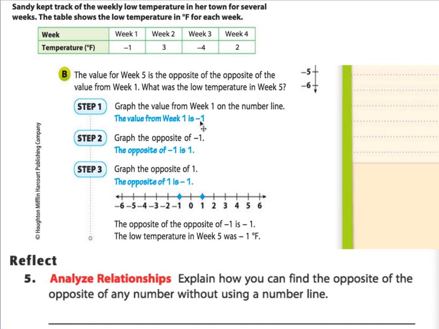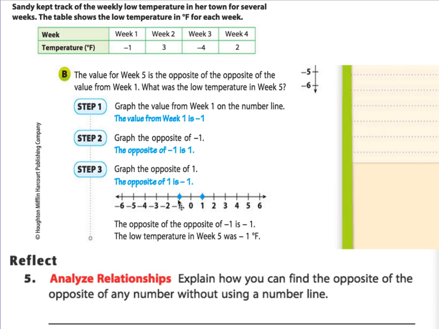So first we're going to plot our first value of negative 1. So we plotted that here. And then we find the opposite of that. Well, the opposite of negative 1 is 1. And then we want to find the opposite of that. Well, the opposite of positive 1 is negative 1.